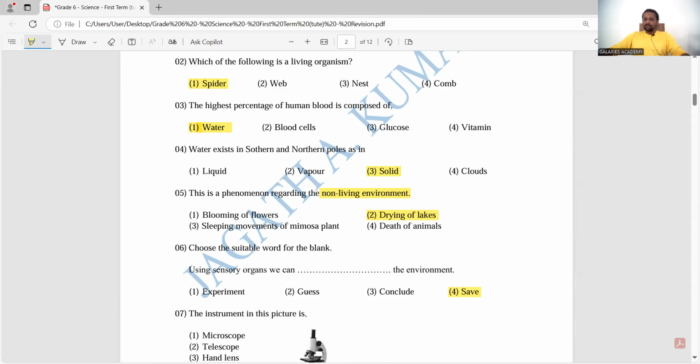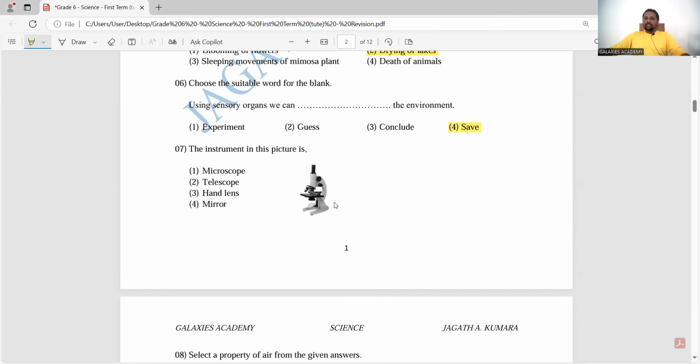Right. Now let's go to discuss the seventh question. In the seventh question, you can see the picture. The instrument in this picture, what is this? It is a light compound microscope. To observe the microorganisms, we can use this instrument. It is known as a light compound microscope. It is the full name of the instrument, but this question gives the answer as microscope. So the seventh question answer is microscope.